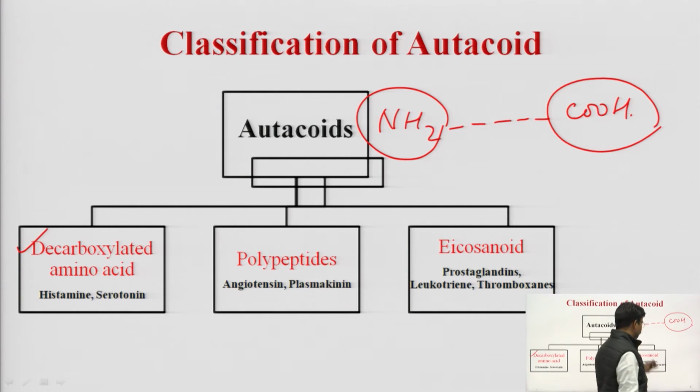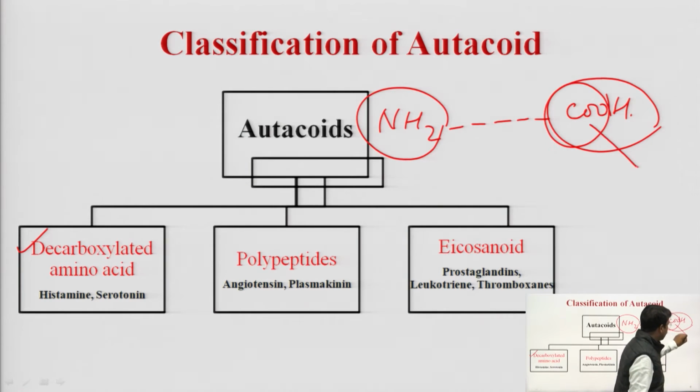By the combination of these amino and the carboxyl group, carboxylic acid group, it is known as what? Amino acid. Okay. So, when we discuss histamine and serotonin, they are formed by the decarboxylation of the amino acid. It means CO2 was eliminated from this amino acid, and this will give the histamine, or you can say the another one serotonin.